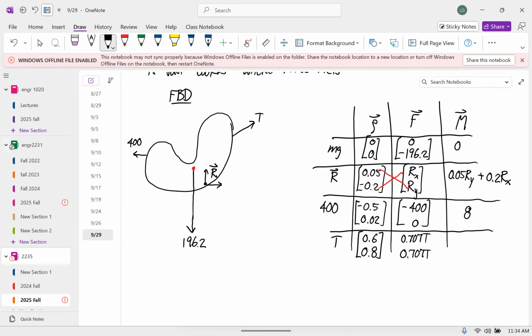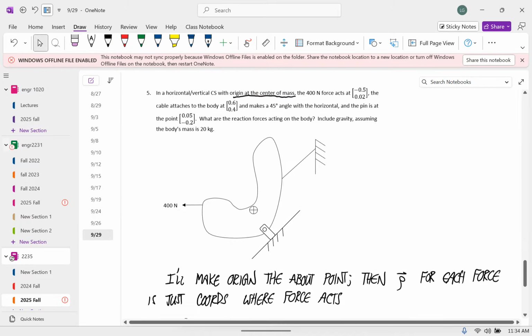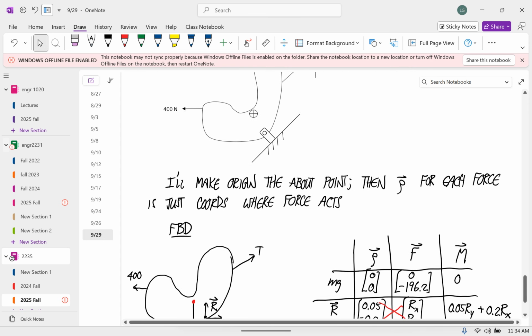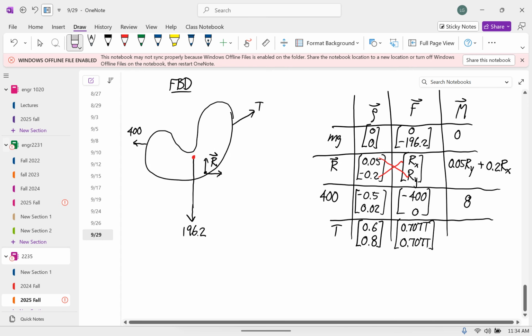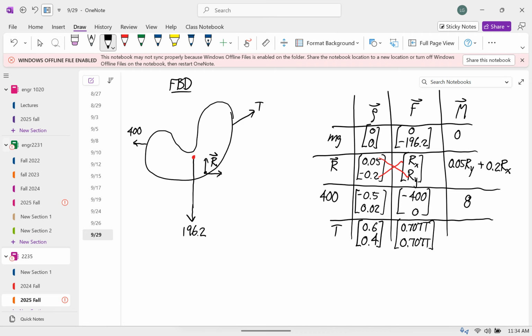0.707 T. Oh, was it 0.8? Wasn't it 0.4? Yes. I was writing and thinking and answering a question at the same time. Okay, so we got 0.6 times 0.707 minus 0.4 times 0.707. And so that is 0.141 T.